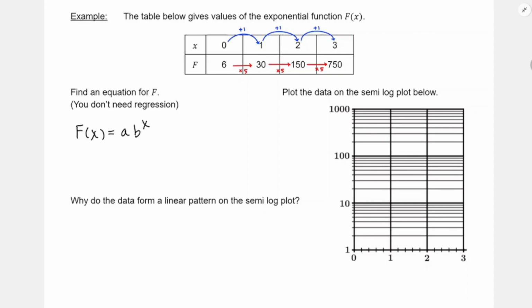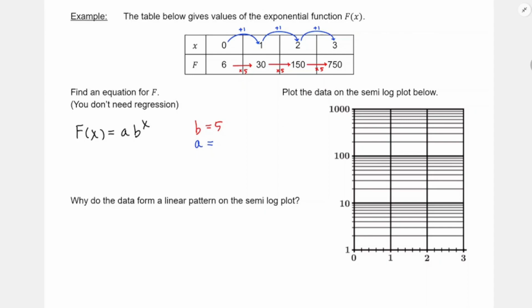Okay, remember that b is that constant multiplier, right? It's that number we're multiplying by each time x increases. And so that's times 5, and x is increasing by 1, so b is going to equal 5. And then a, we can find that with f of 0. That was something we learned earlier in the course, is that f of 0 is just going to be that beginning, because b to the 0 is going to equal 1 for any non-zero b.